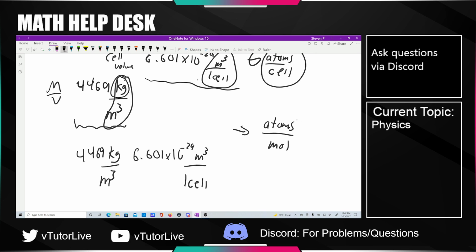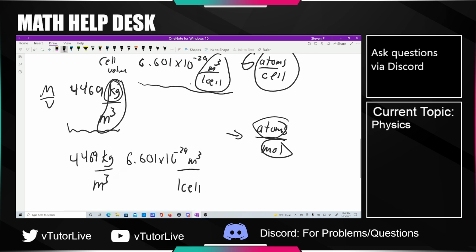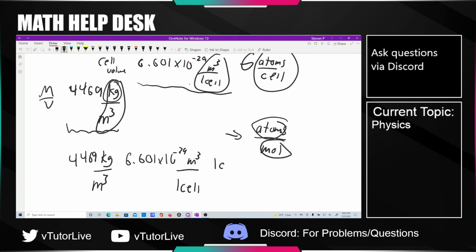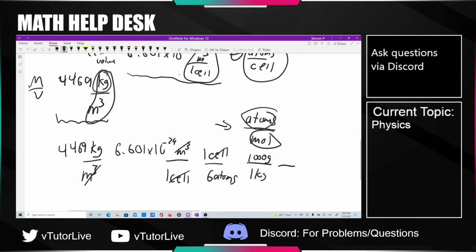to cancel out until I end up with exactly what I want. At this point, one cell over 6 atoms. Well, okay, it looks like I'm going to get the inverse of what I want, which is fine. Then I'm going to get meters cubed, cell, and kilograms, 1 kilogram to 1,000 grams. Can you tell me again what the molar mass is? 88.91 grams to 1 mole.